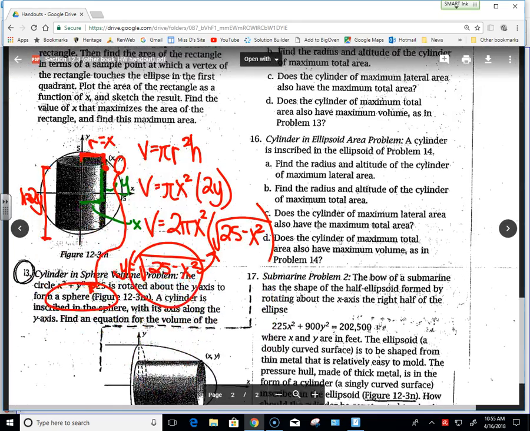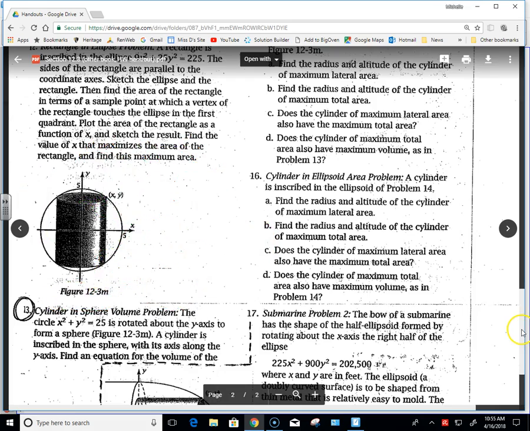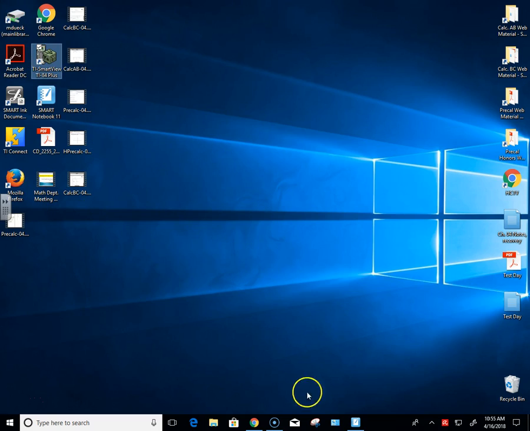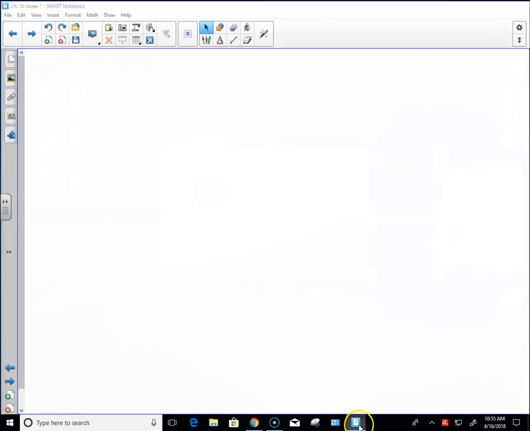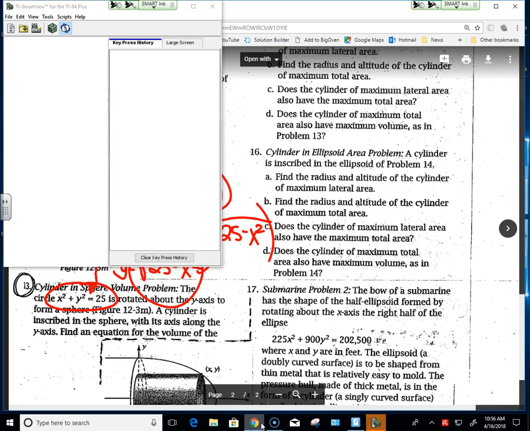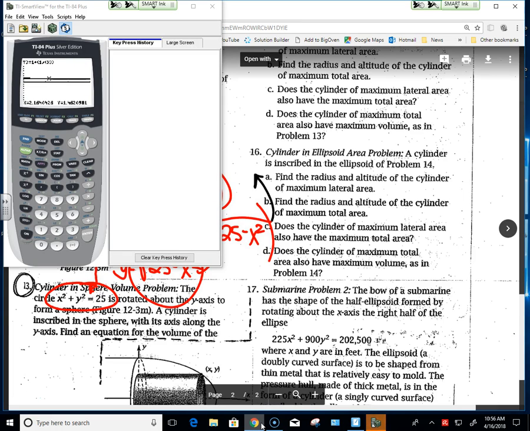So, let's see. Is that about where it was? Okay. Graphing calculator's out just in case you're not quite sure what they're talking about, what they're saying as far as making it a function of x. They're saying take this volume formula and make it equal to y1 in your calculator.